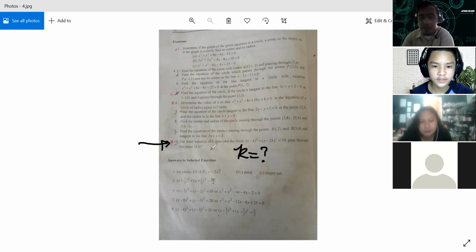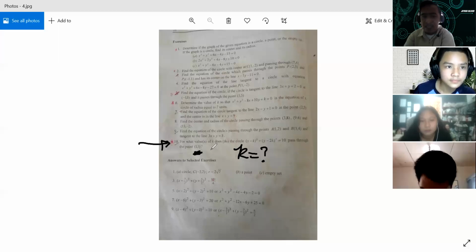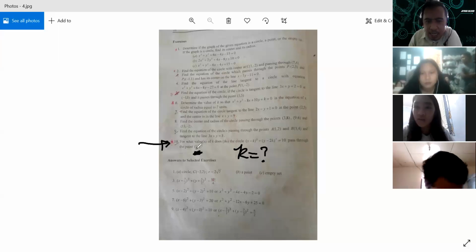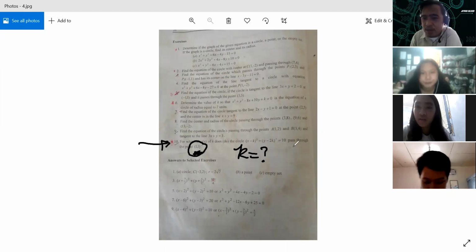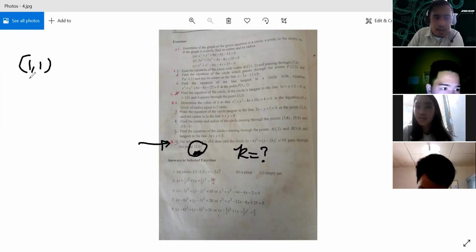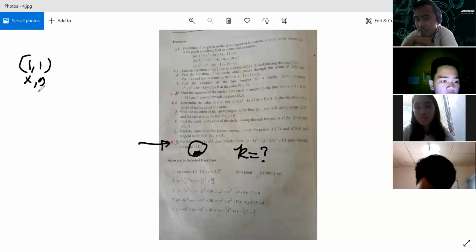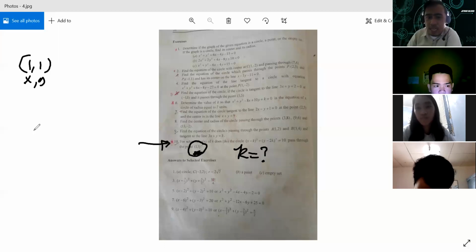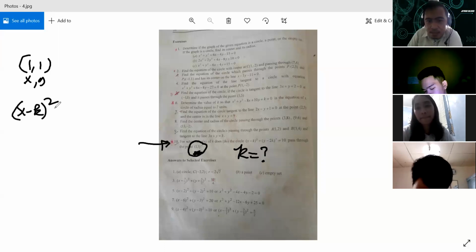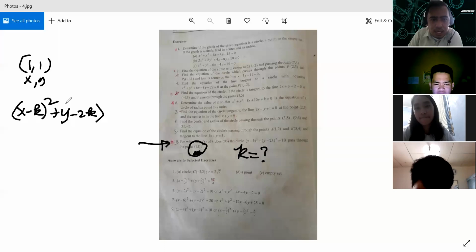Okay, unsa gani himuon kung naay point? Mag-graph. Kung naay x ug y, nya naay iningon nga point nga naa sa circle. Naay 1, h og k. So pwede nimo i-substitute sa x coordinate o sa y, right? Sakto ba? So it means kani nga equation, x minus k plus y minus 2k squared equal to 10.